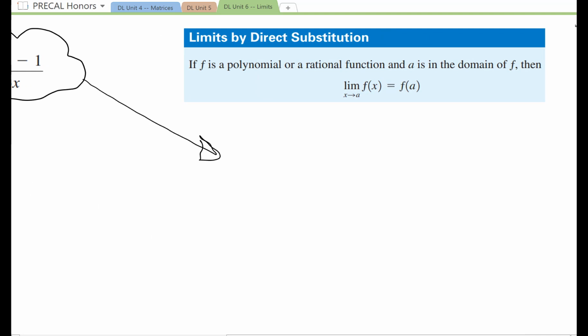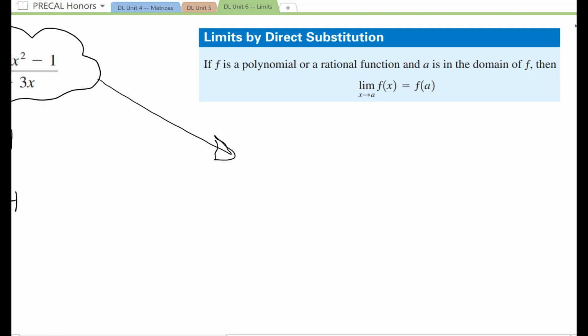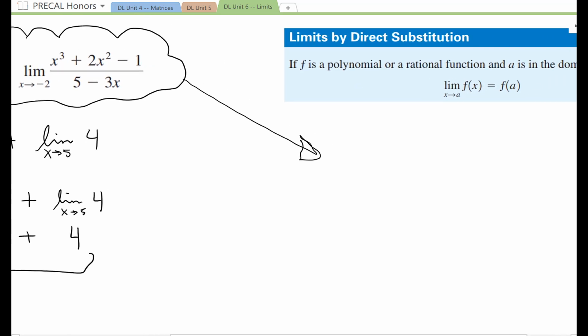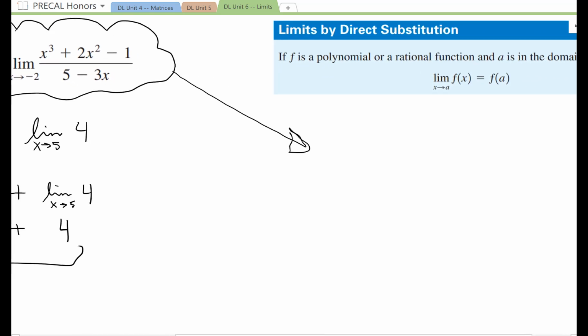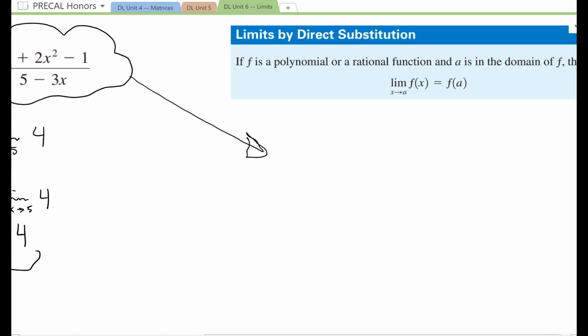Limits by direct substitution. If f is a polynomial or a rational function and a is in the domain of f, then the limit of f of x as x approaches a is equal to the value of f at a. Very interesting. So we can use direct substitution whenever we have a polynomial or a rational function and a must be in the domain of that particular function.